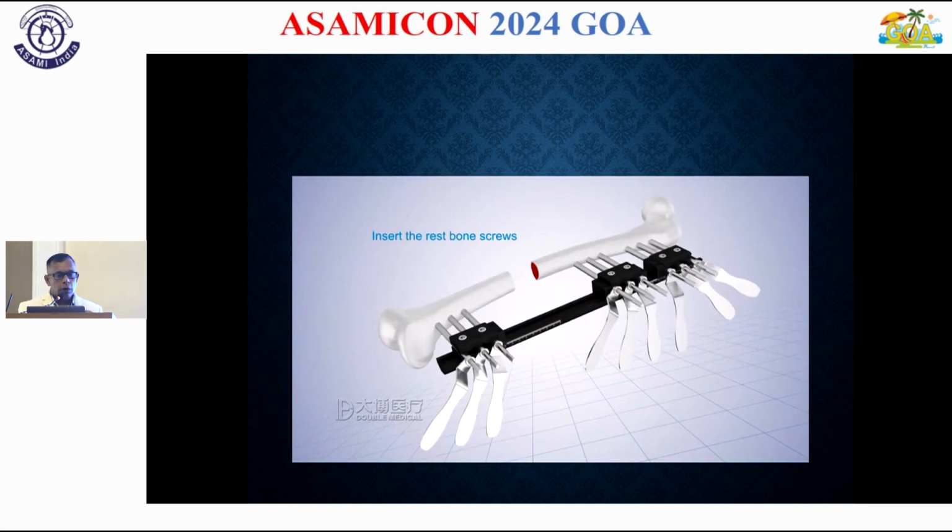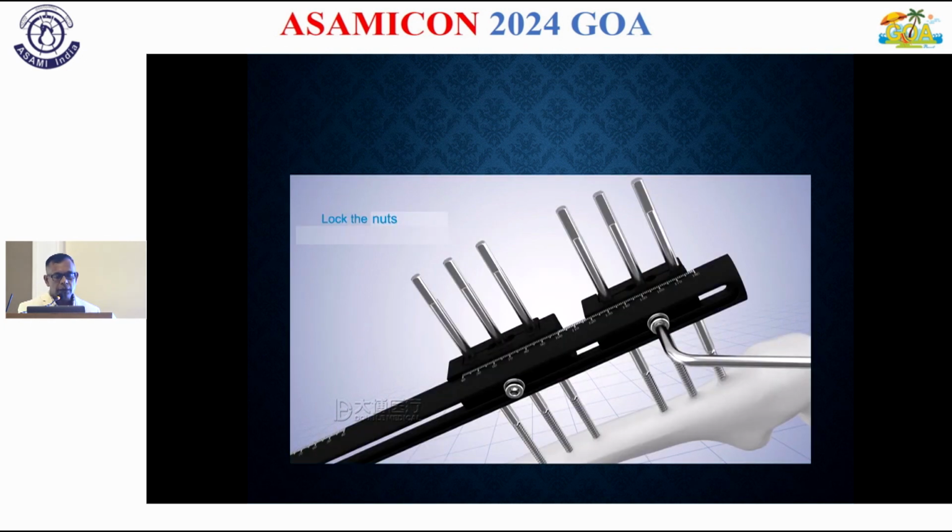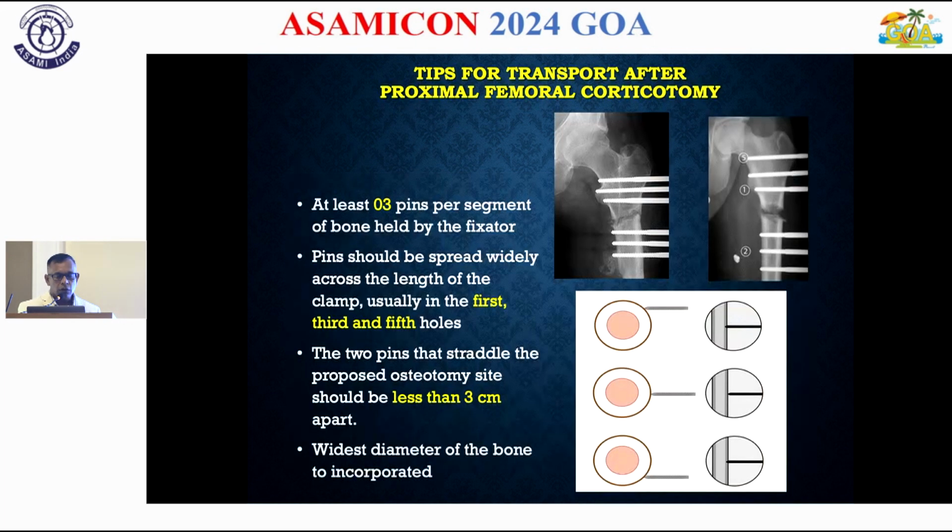Once the most proximal and the most distal pins have been applied, then through the template only, the rest of the shank screws should be applied, and then removal of the template, and the final bushes should be placed and the nuts should be tightened. So just a few tips on especially the transport after proximal femoral corticotomy.